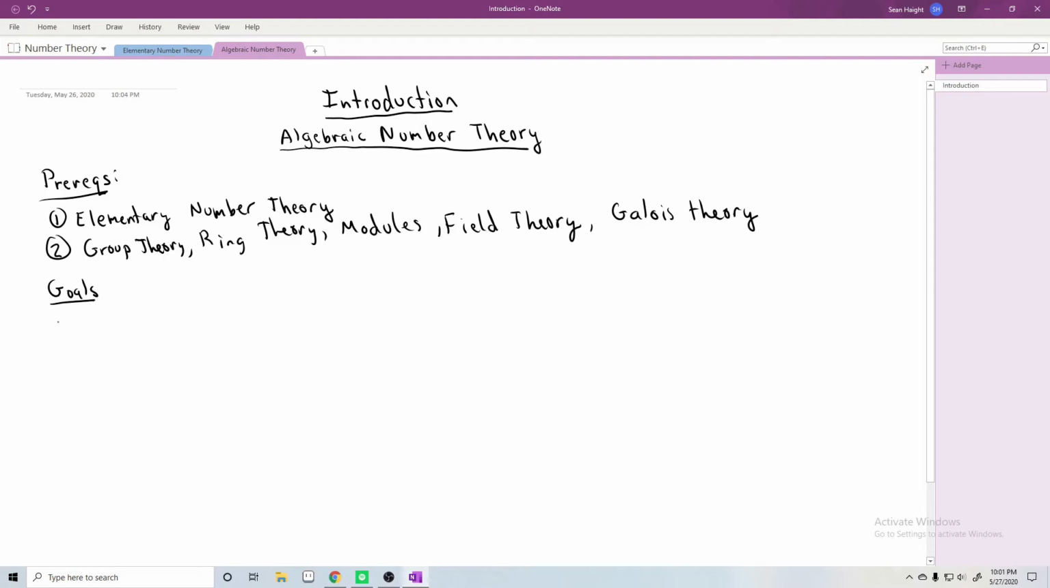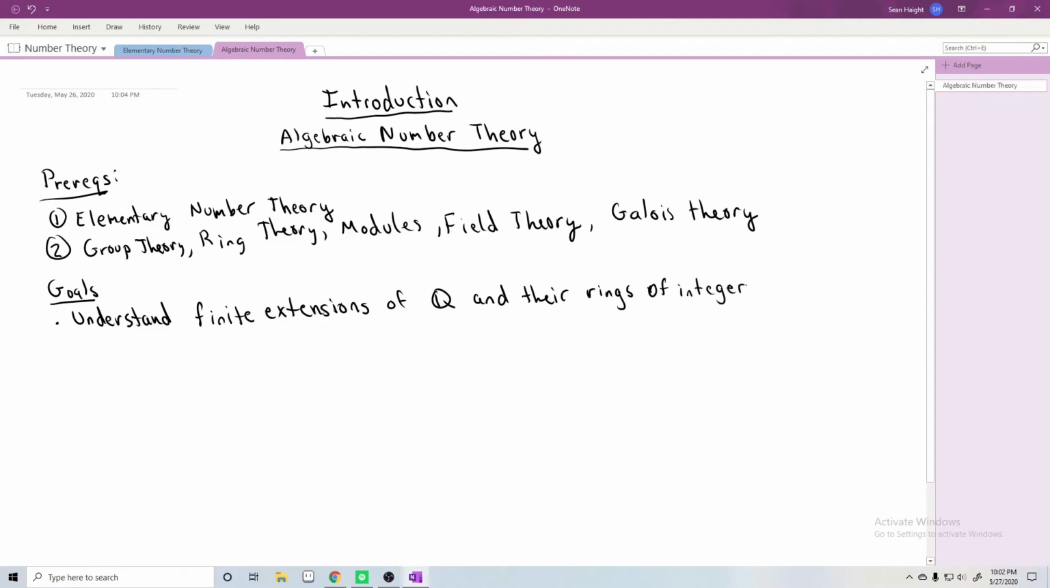What are the goals? The goals here are going to be kind of vague. One of the goals of basic algebraic number theory is I want to understand finite extensions of Q and their rings of integers. If you don't know what a ring of integers is, that's totally fine. We'll get there. But the simplest example is Q has ring of integers Z. So if you're interested in numbers, you're probably interested in Z. And these number fields are a natural generalization, with their rings of integers.